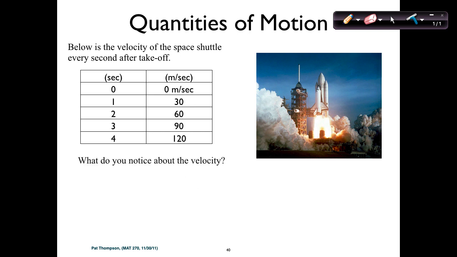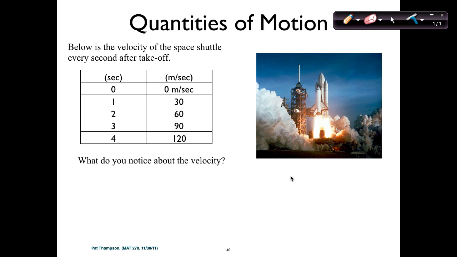And so the question is, what do you notice about velocity in terms of topics we've been talking about in this course? What do you notice about velocity in the first 4 seconds or so? Okay, so in terms of the velocity, is it constant velocity? So what's constant in terms of the velocity? Rate of change, right? So the rate of change is constant because every second it's doing what? Going up by 30. Okay?